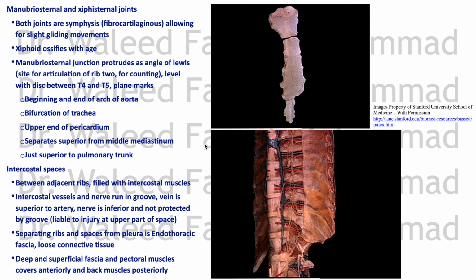Okay, so this is it about the intercostal space. They are all separated from the pleura and lung by what's so-called the endothoracic fascia. It's loose connective tissue that you will find when dissecting the thorax.